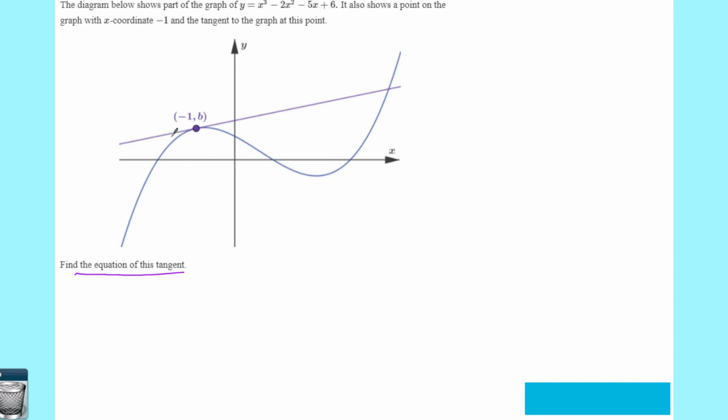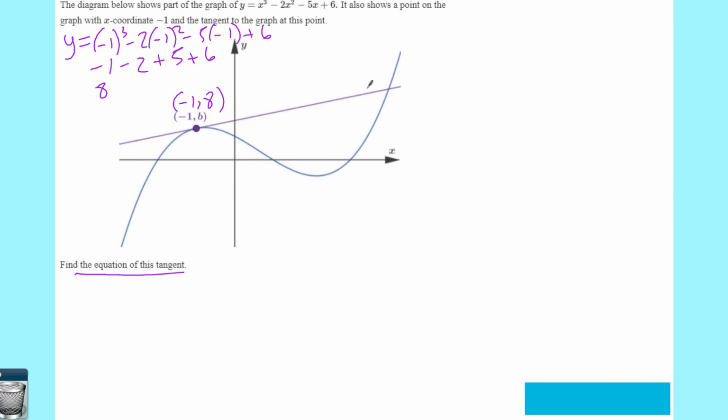Well, I can figure out the y value by plugging it in, right? I've got my equation up here. So let's figure it out. Y equals, we could do -1 cubed minus 2 times -1 squared minus 5 times -1 plus 6. So what do we get? -1 minus 2 plus 5 plus 6. So why am I not doing that right in my head? 3, then that's 2, so 8. So our point is at -1, 8. Awesome.